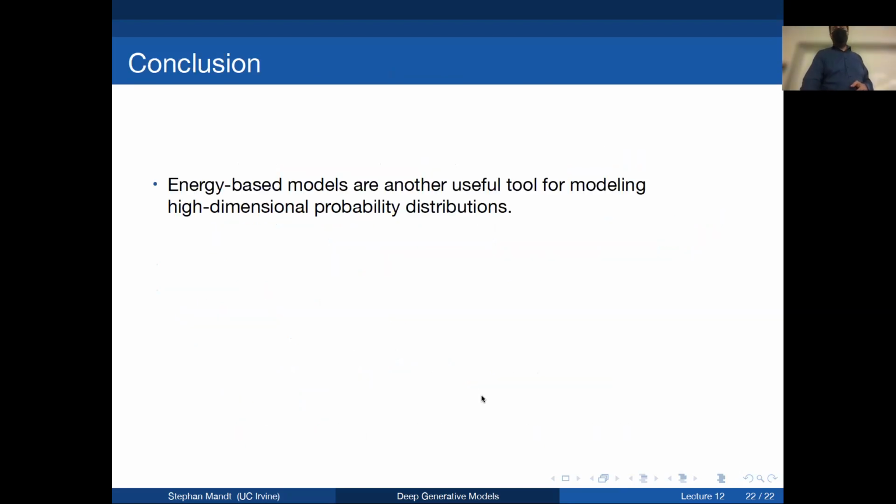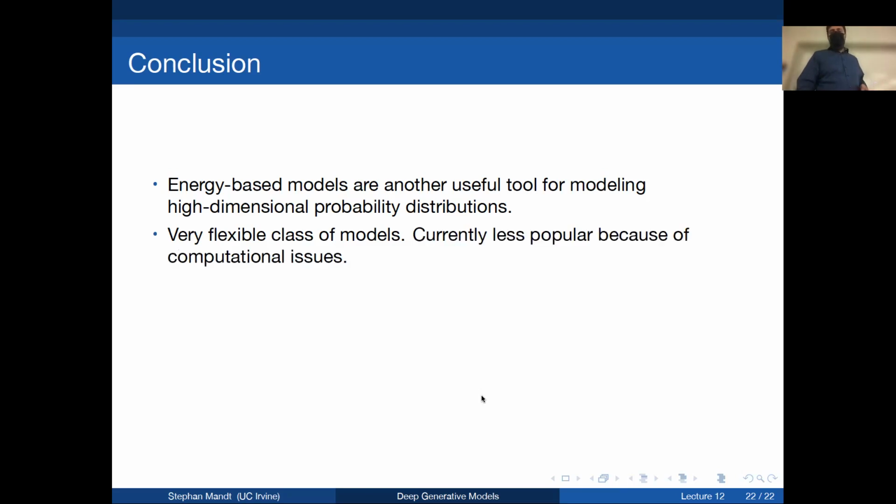All right, thanks for these great comments. And let me quickly wrap up. So what have we talked about today, and what have we learned? Well, these energy-based models are clearly a new class of interesting models for high-dimensional probability distributions. I didn't really have the chance of talking a lot about modern extensions, but if you're interested, shoot me a message and I can share some papers. It's a very flexible class of models, with much fewer constraints than, for example, autoregressive models or even latent variable models. It's currently less popular because of computational issues, but I think this has changed a bit, so I would say they might actually come back.